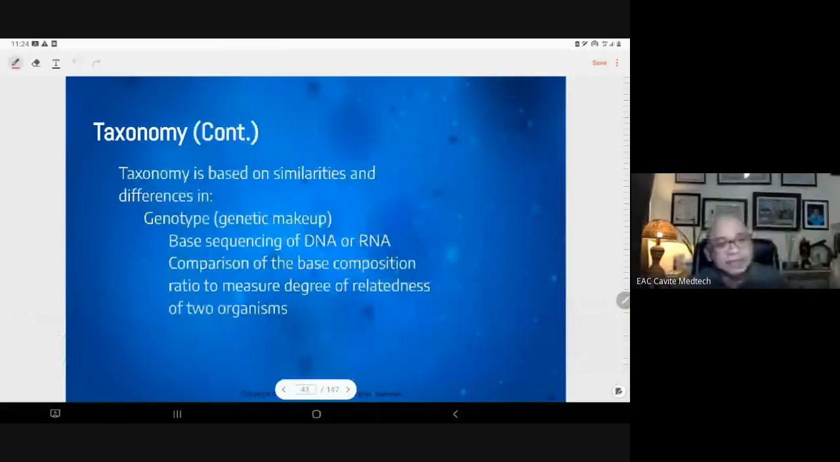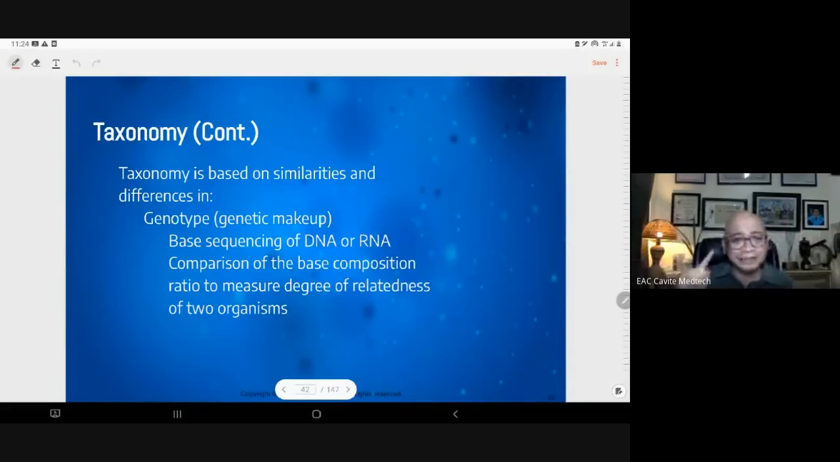So taxonomy is based on similarities and differences. Imagine during the time of Carl Linné, they were just basing it on morphometrics or phenotypic characteristics. Because during that time, there was no PCR, there wasn't any science known as molecular biology. So it was kind of difficult for them to really systematically classify microorganisms.